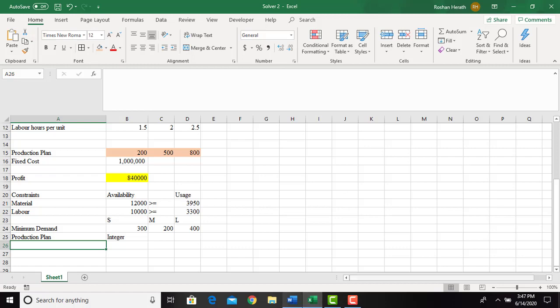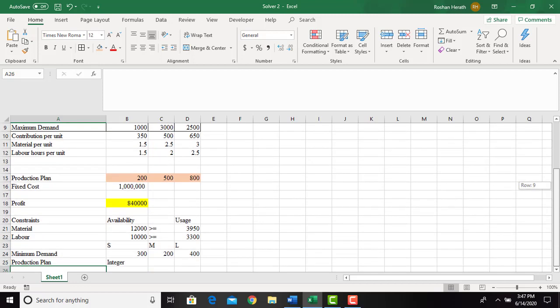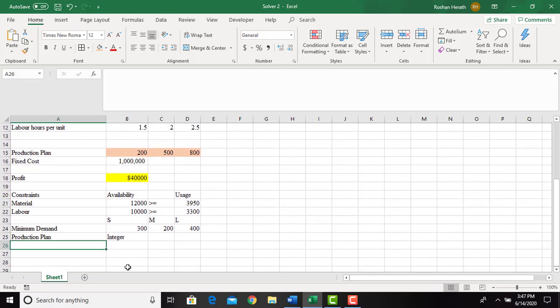Then the fifth criterion is there. In the question you would have seen that there was a maximum demand. Therefore, at any given point in time, this production plan cannot exceed the maximum demand. So that is the fifth one. It is not explicit, but it is there. You need to figure that out. The production plan should be less than or equal to maximum demand. That is the fifth one. Maximum demand.